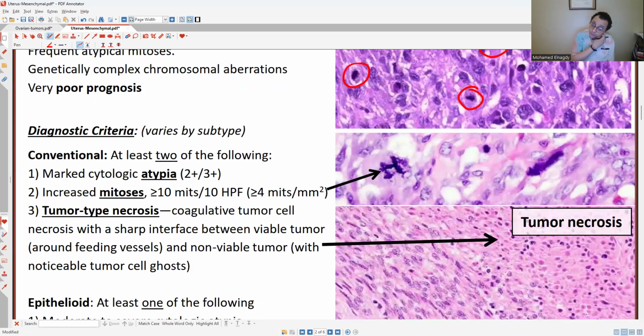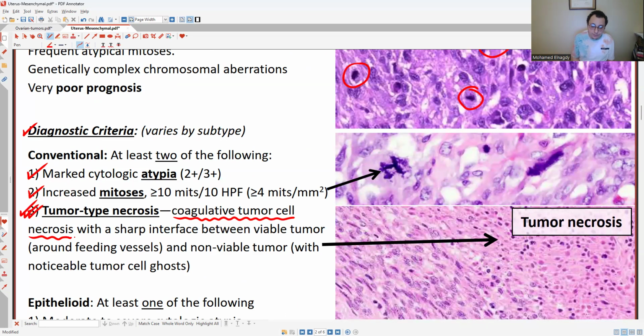However, you have these diagnostic criteria, which include marked cytological atypia, 2+ or 3+ atypia, increased mitosis greater than or equal to 10 mitoses per 10 high power fields, and the most important criterion, which is tumor type necrosis. Tumor type necrosis means coagulative tumor cell necrosis. What's the meaning of coagulative tumor cell necrosis? Anybody know?